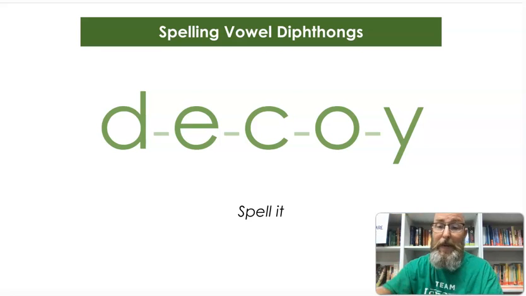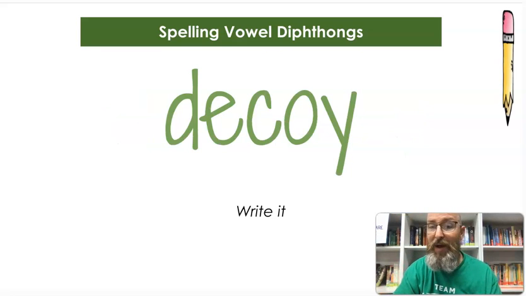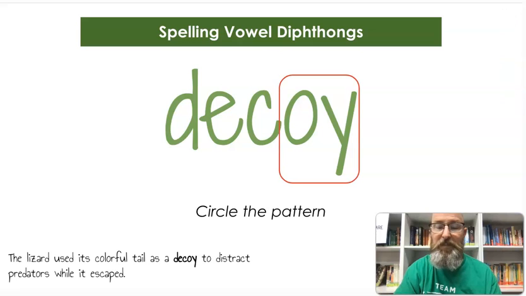D-E-C-O-Y. Decoy. And let's write it. D-E-C-O-Y. And of course, there's that oi at the end, and it's spelled O-Y. We learned that in the rules. The lizard used its colorful tail as a decoy to distract predators while it escaped.